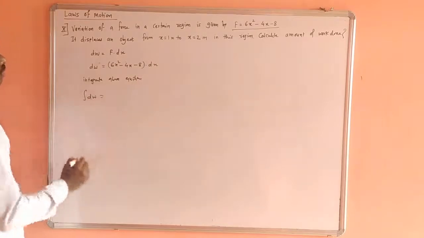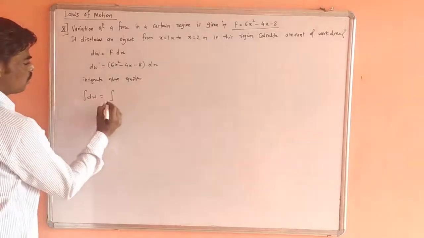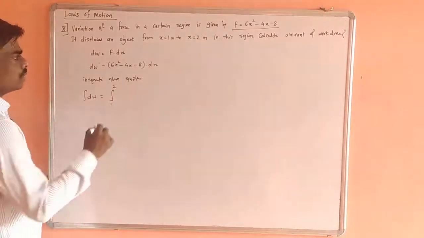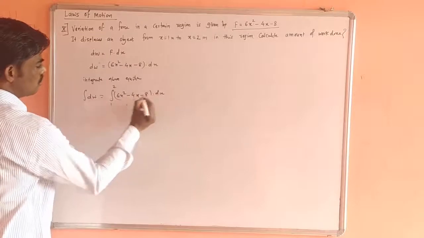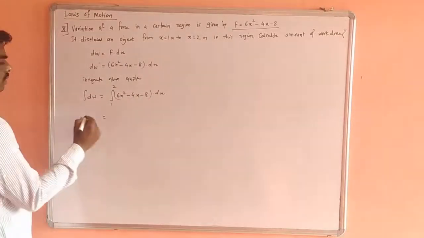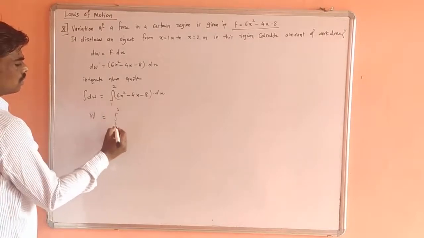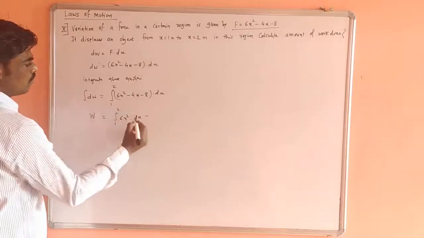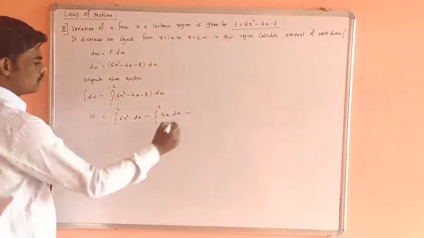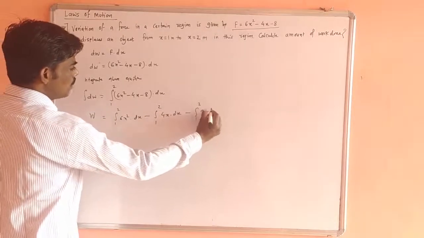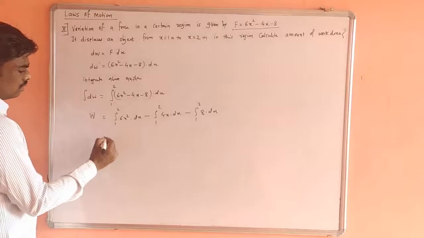Integration of dW, we get total work from displacement x = 1 to x = 2 meter. Integration from 1 to 2 of (6x² − 4x − 8) dx. So solve this integration. Total work = integration 1 to 2 of 6x² dx minus integration 1 to 2 of 4x dx minus integration 1 to 2 of 8 dx. So constants are taken out of the integration sign.